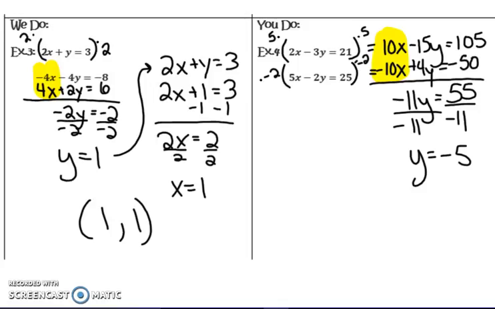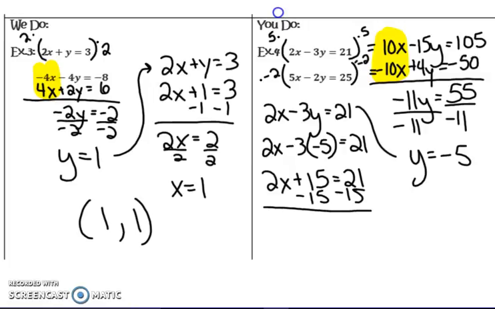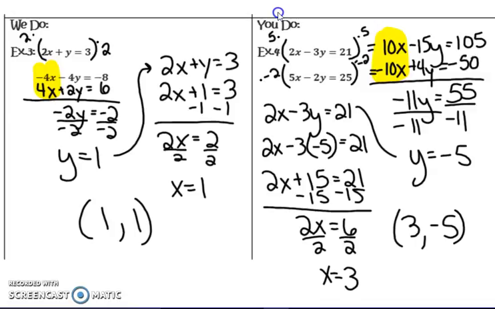Now from here, it does not matter which of the equations in this case that you choose from. I'm going to do 2x minus 3y equals 21. Well, we know y is negative 5, and negative 3 and negative 5 give me a positive 15 when multiplied. So then I'm going to subtract 15 on both sides. I'm left with 2x equals 6, and dividing by 2 gives me x is equal to 3, leaving my final answer as 3, negative 5.